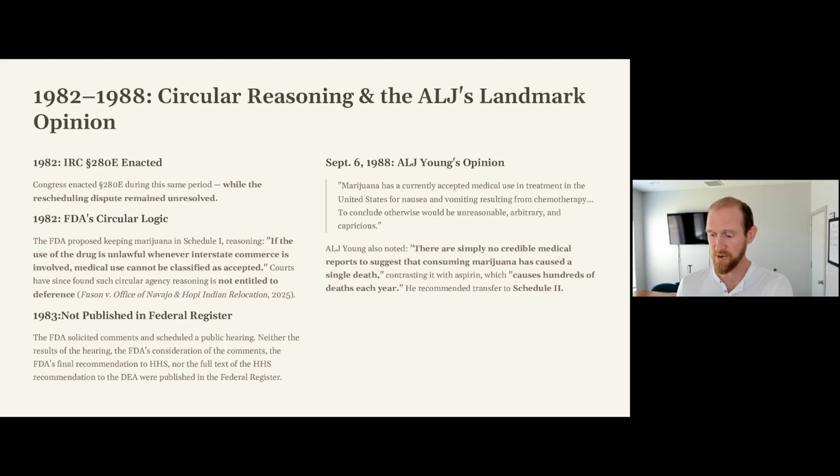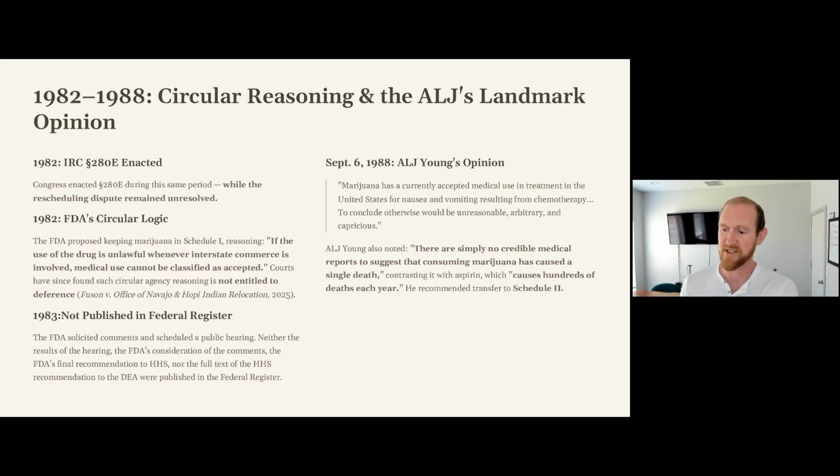In 1982, Congress enacts 280E. The brief notes that 280E was enacted during the same period while the rescheduling dispute remained unresolved. June 29th, 1982, the FDA published a proposed recommendation to keep marijuana in Schedule 1, asserting that all 3 criteria were met. The brief characterizes the FDA's reasoning as circular.